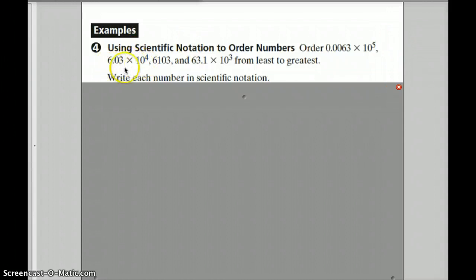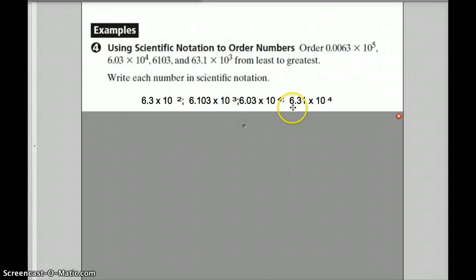In this case, this number here is written in proper scientific notation. This one isn't written in scientific notation at all, so we're going to make this 6.103 times 10 to the 3rd. And then here we need to move it 1 place to the left, and we need to add an exponent here. So these are the 3 numbers in proper scientific notation, and it looks like I've already arranged them in the proper order for you.